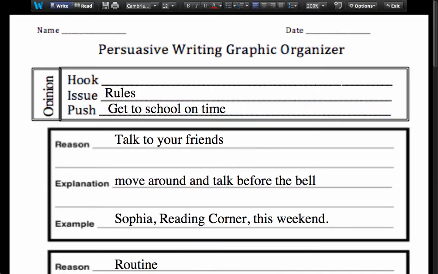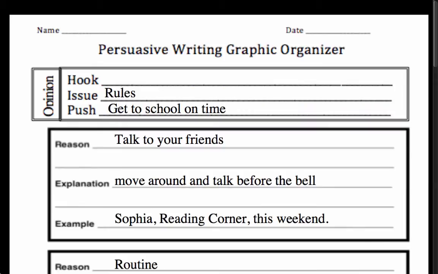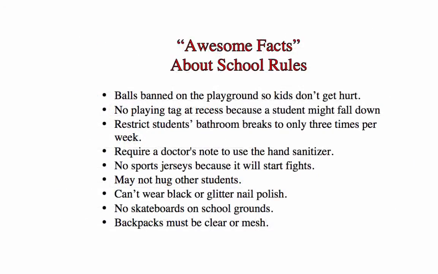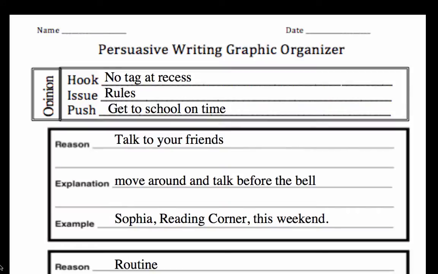Before you begin writing your draft, you need to complete the opening section of your graphic organizer. You need to choose the hook that you'll use to grab the reader's attention. The technique we've been using is using an awesome fact about your topic. Take a look at some of these awesome facts about school rules. Choose one that you'll use for your opening sentence and write it on the line.